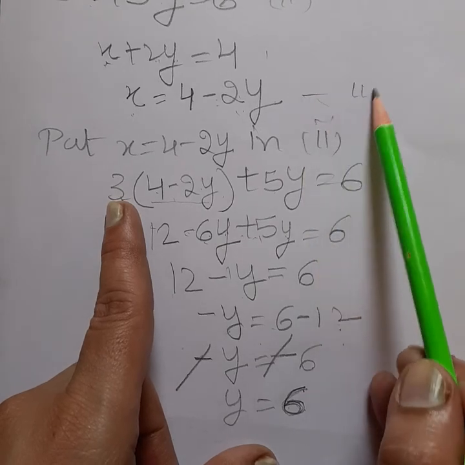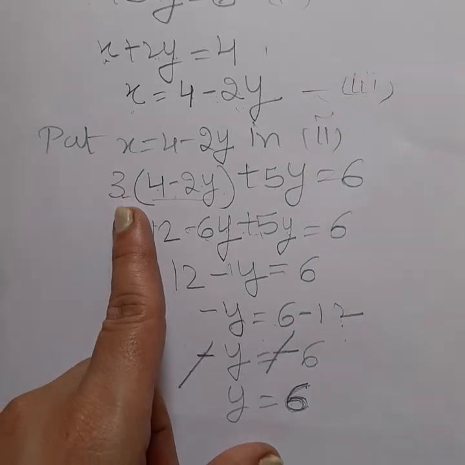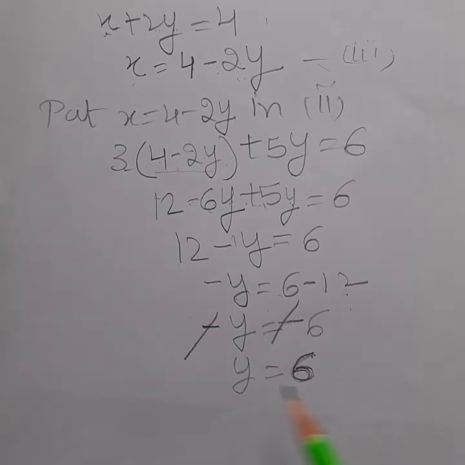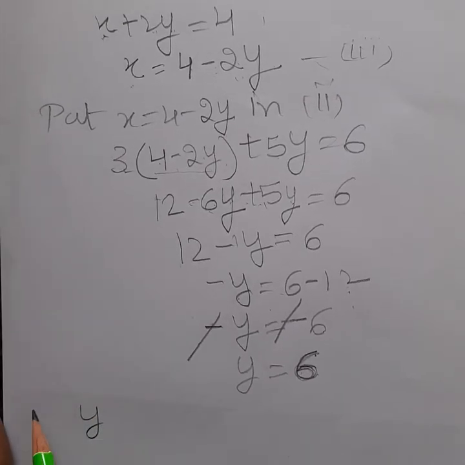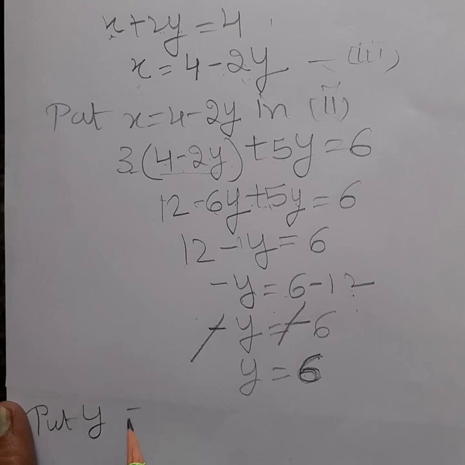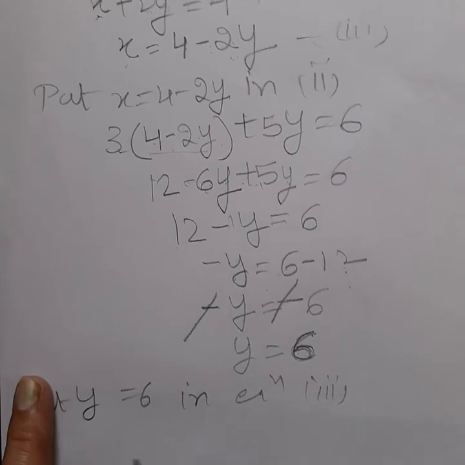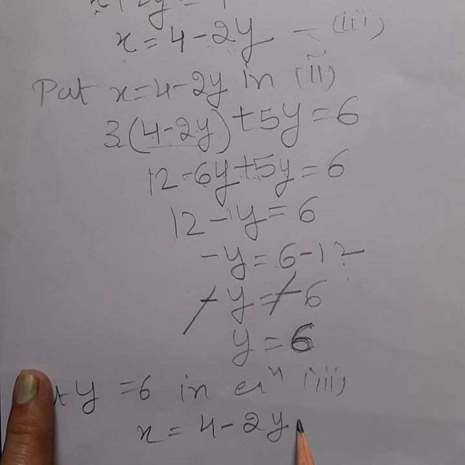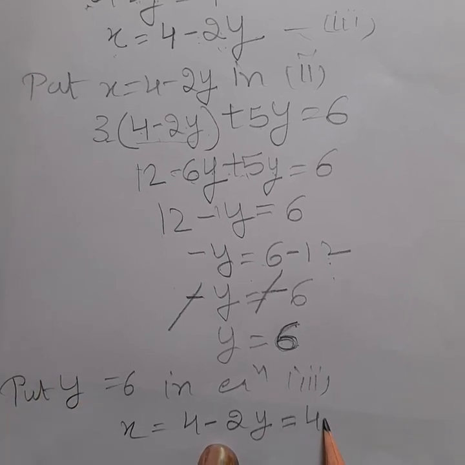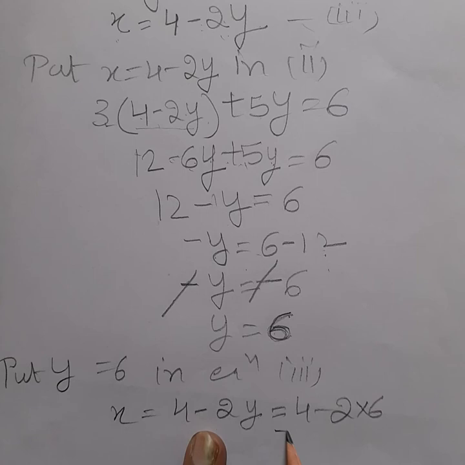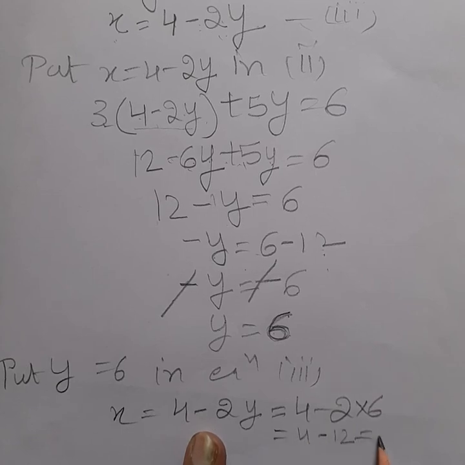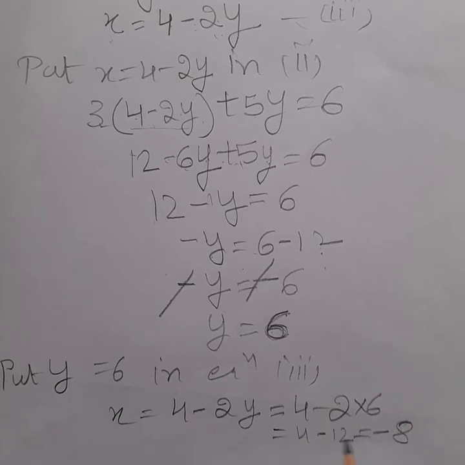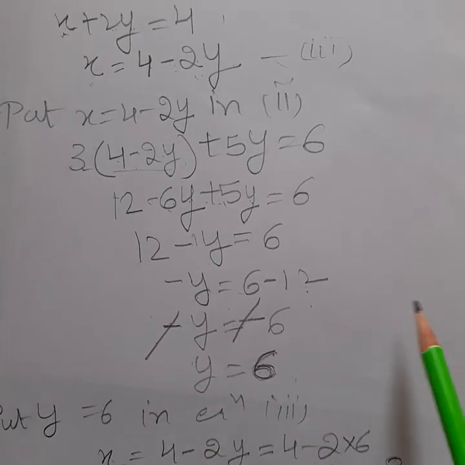Then we should put the value of y in the expression for x, and you can name it equation number 3. Now you put y is equal to 6 in equation number 3, where x is equal to 4 minus 2y. Putting in the value of y, you get 4 minus 12, which is minus 8. Now you get x is equal to minus 8 and y is equal to 6.